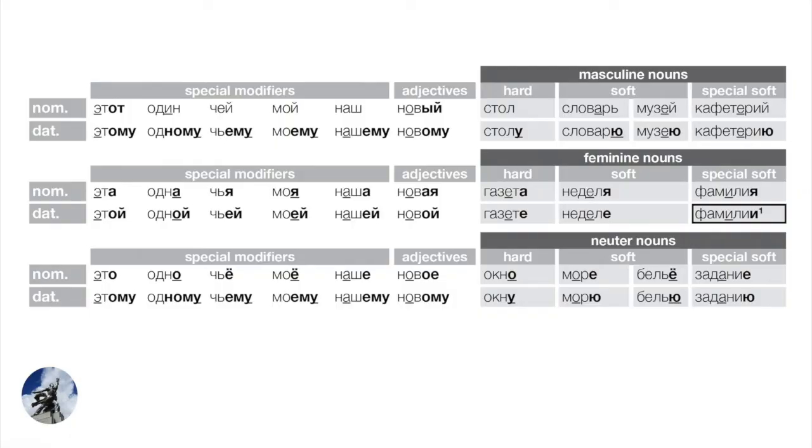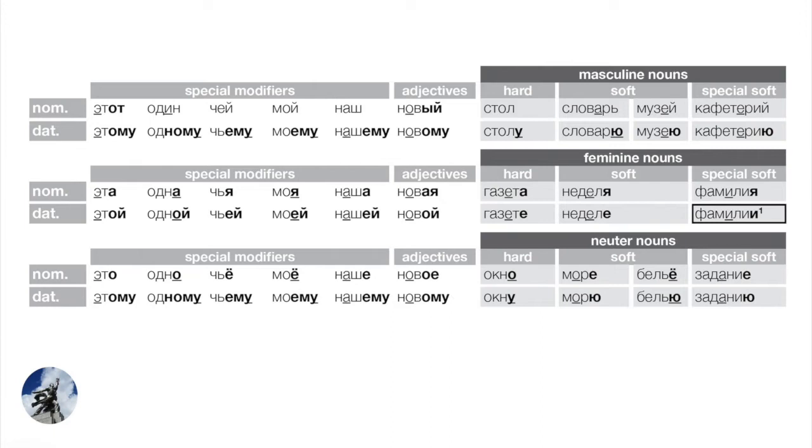Okay, if we look over a more complete table, we just have this for reference, right? All the forms filled out, including all the special modifiers, which are sometimes slightly unpredictable. So let's just read through the dative row here. Этому, одному, чему, моему, нашему, новому, and now the nouns: столу, now some soft nouns, словарю, музею, кафетерию.